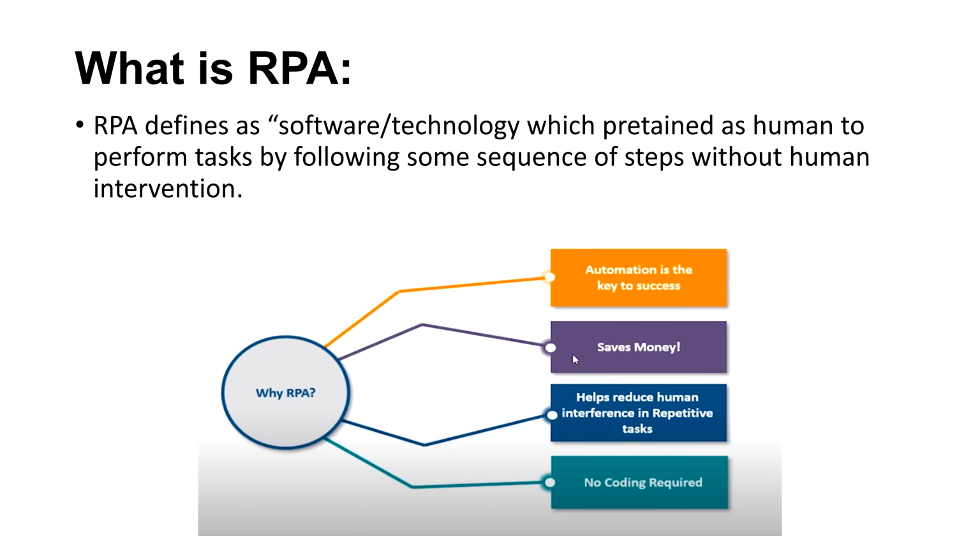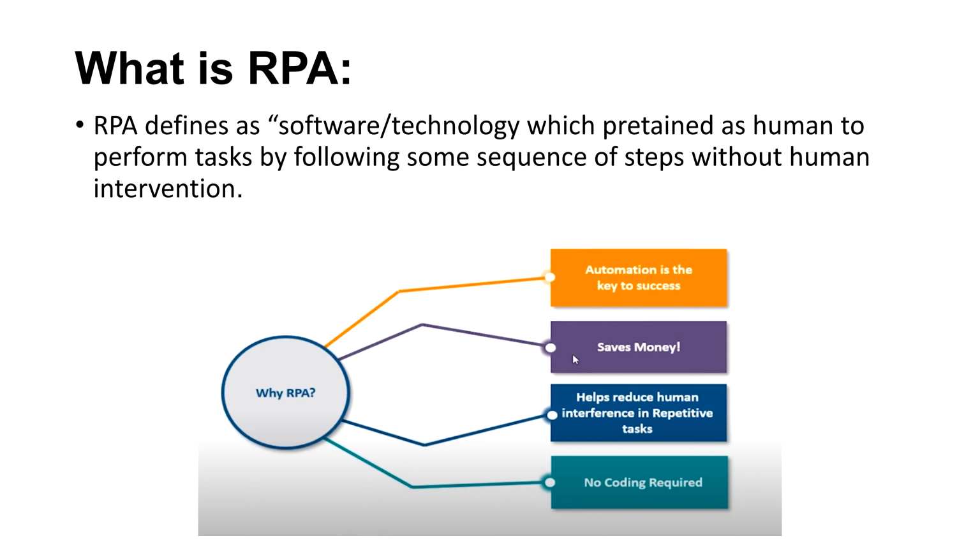Automation means completing the task without any interaction of a human. That is nothing but a task done by a machine. So all these three together, we can define RPA as a software or a technology which pretends to be a human to perform tasks by following some sequence of steps without human intervention.